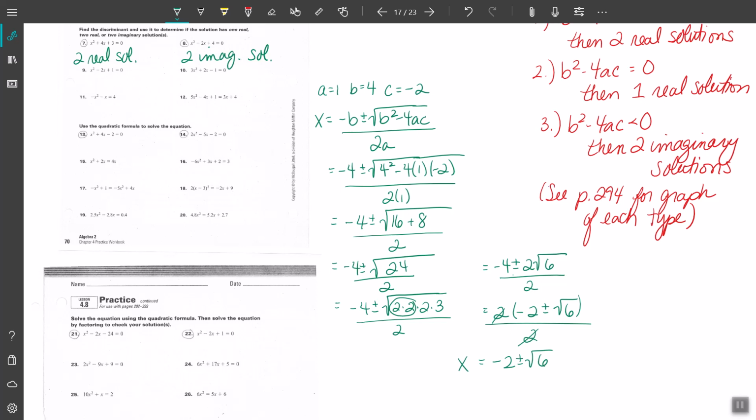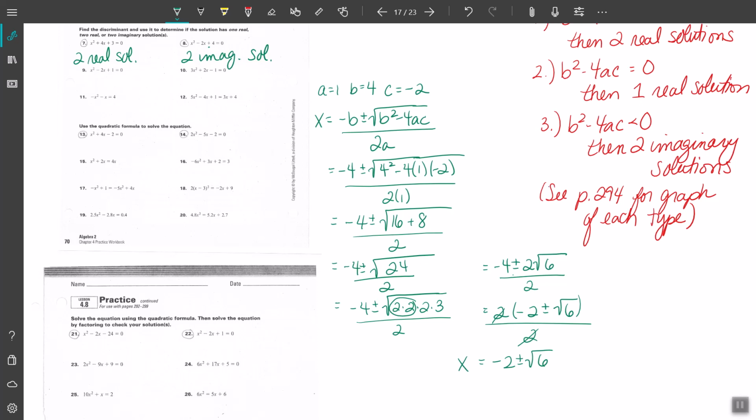So the final answer then is that x equals -2 plus or minus the square root of 6. Again, keep in mind that's 2 separate answers. Okay, we've got -2 plus the square root of 6 and -2 minus the square root of 6. So this has 2 solutions. So that means that the discriminant, if we go back up here to the discriminant, you can see the discriminant right here was 24. 24 is greater than 0.